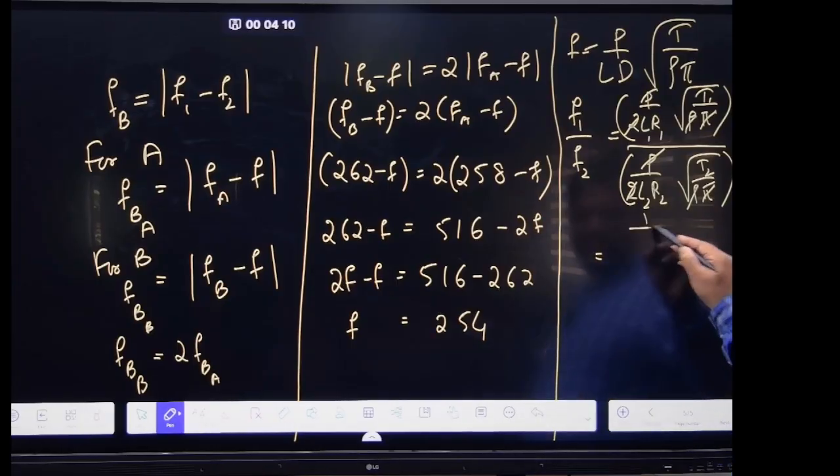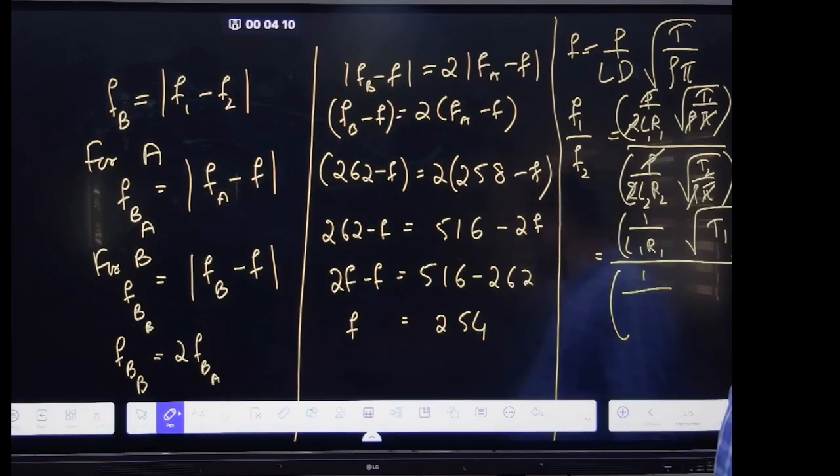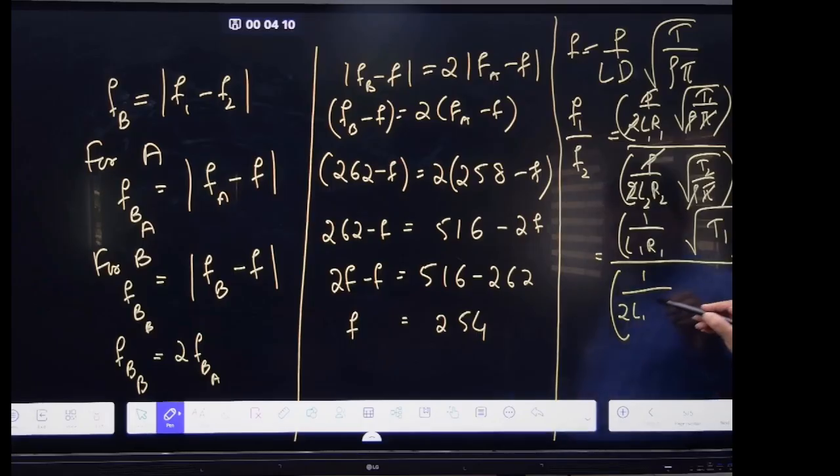Now this is 1 divided by L1 R1. I am going to keep it as it is, root of T1 whole divided by... What about L2, Buddha? Doubled. That means 2L1. What about the radius? Halved. That means R1 by 2. What about T2? 1/9. That means T1 by 9.